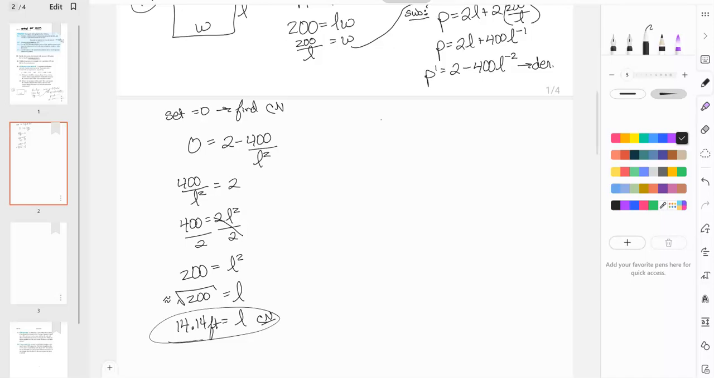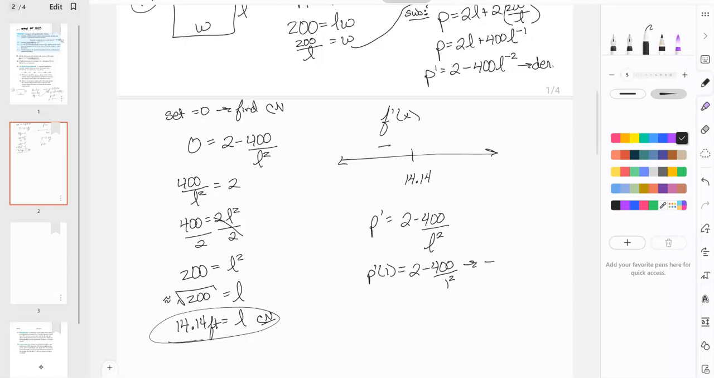If we wanted to confirm that this is the minimum, then we could use that first derivative test. So remember, our derivative was 2 minus 400 over L squared. So that 14.14 is going to go on there. So if I plug in numbers to the left, maybe I plug in a 1. We cannot plug 0 in this case because we can't divide by 0. So we would have 2 minus 400 divided by 1 squared. And that's definitely a negative value.